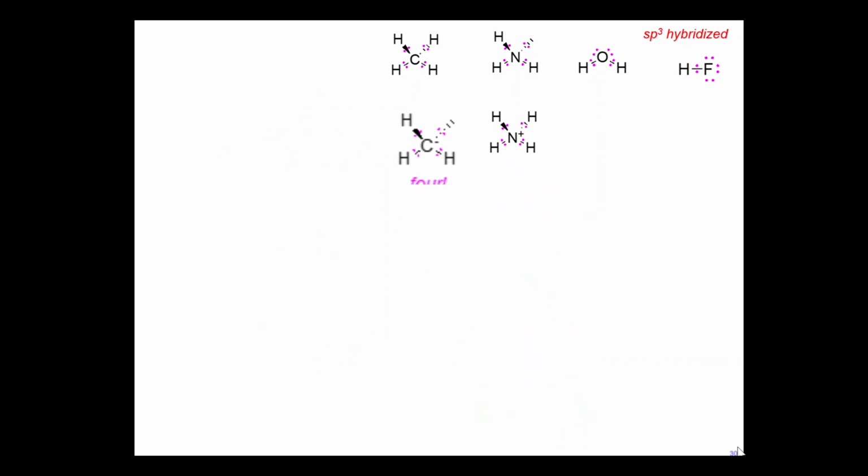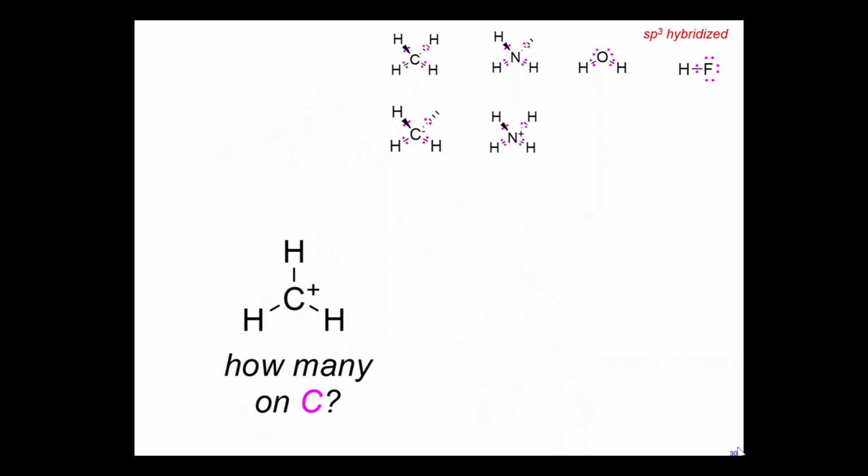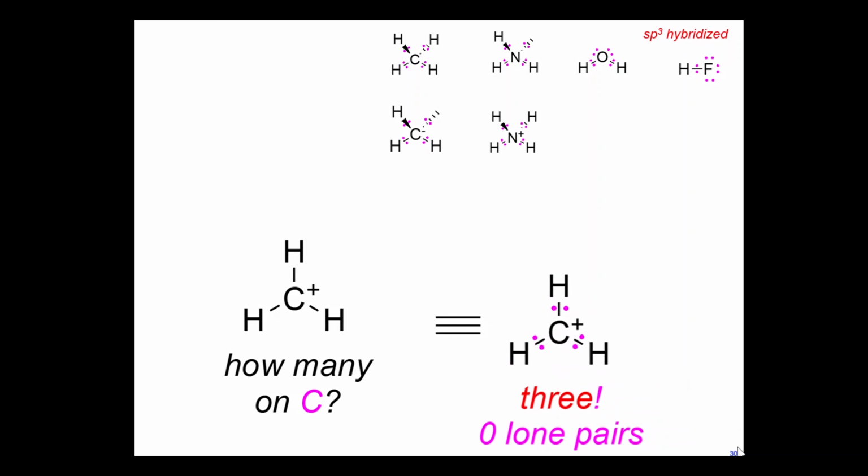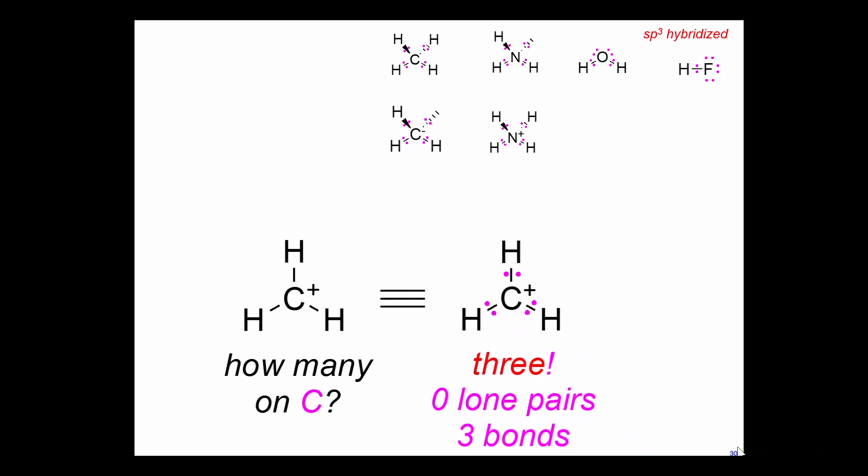How many objects are on the C? 3. No lone pairs? No lone pairs. So how will those objects arrange around the carbon? Is it going to be an octahedron? Nope. Pentagon? Nope. A tetrahedron? Nope. What's it going to be? Trigonal planar. Yes.